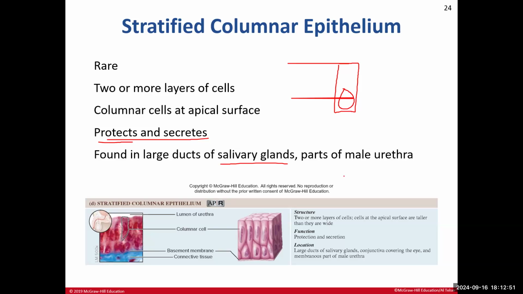And then, of course, when in doubt, right, just default to parts of the male urethra. All right, the male urethra has several different types of tissue lining it, depending on where we are in the male urethra. Okay, so that's it for stratified columnar epithelium.